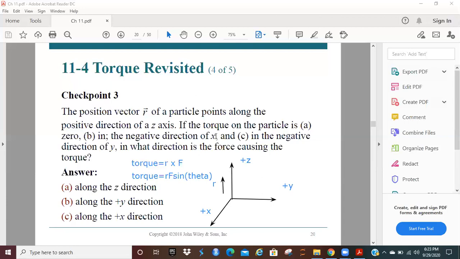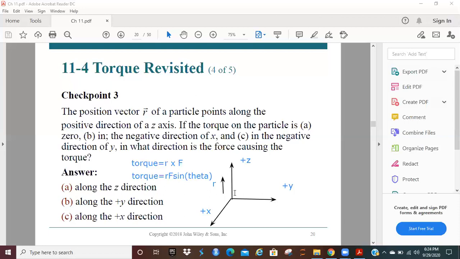Now let's look at part B. If the torque is in the negative direction of x, it's going to be pointing that way. So the palm of your hand would be pointing in the negative x direction. So imagine taking your palm and pointing it away from you. And then you take your thumb, point it up along the z-axis. Which way does your index finger point? And it should point in the positive y direction.